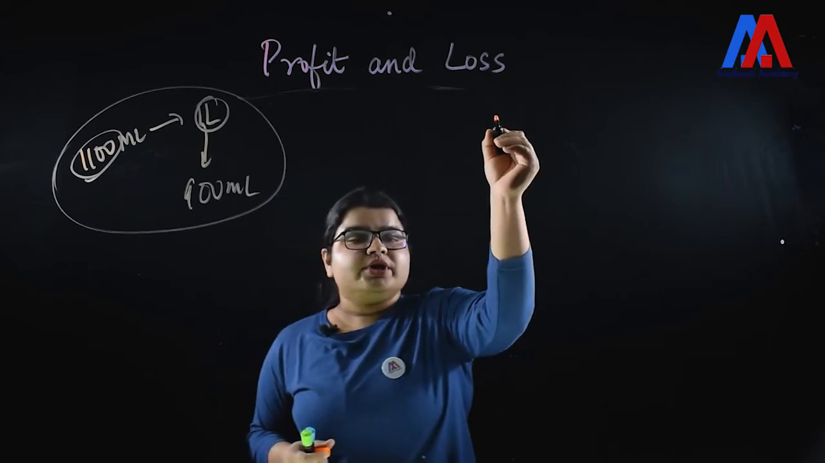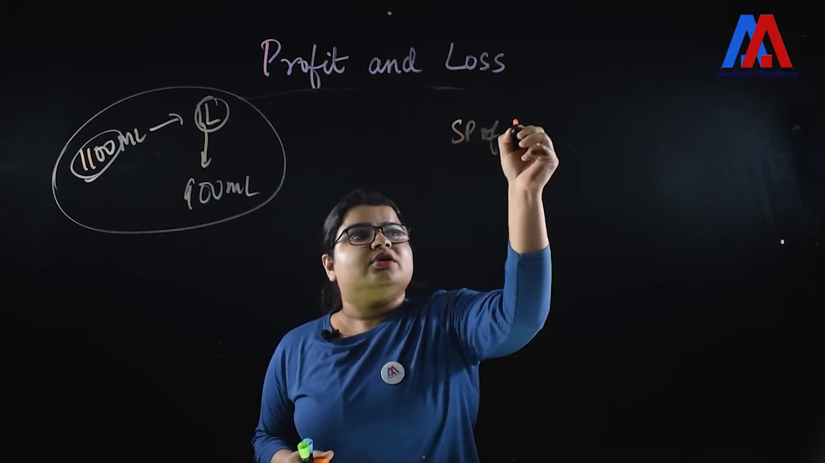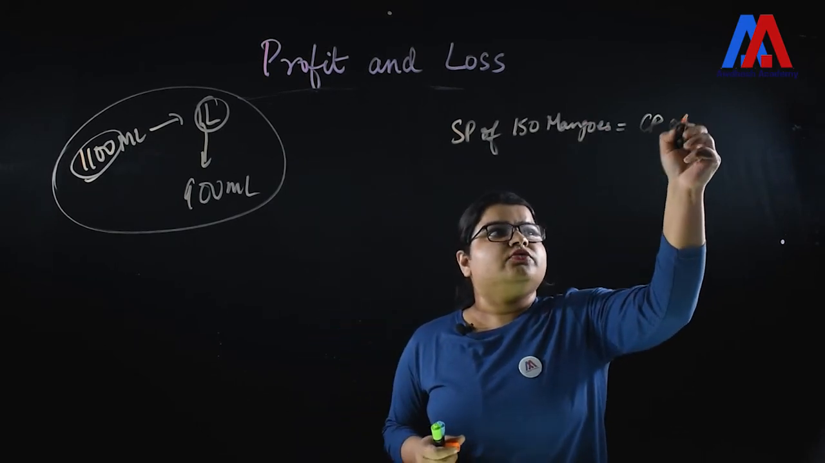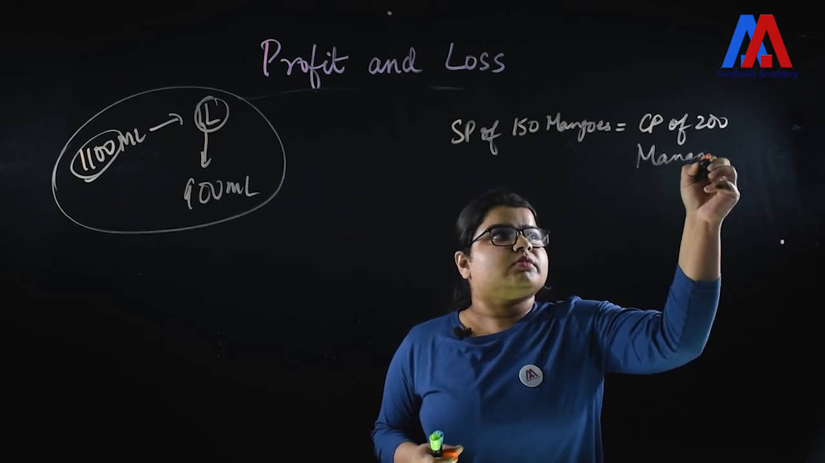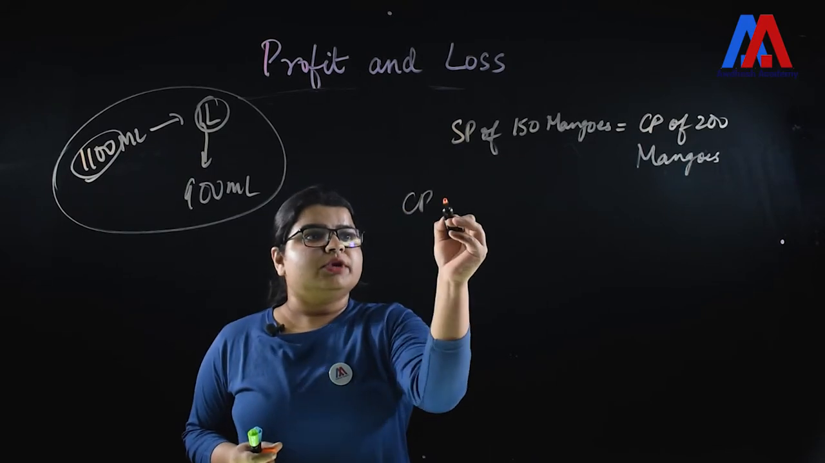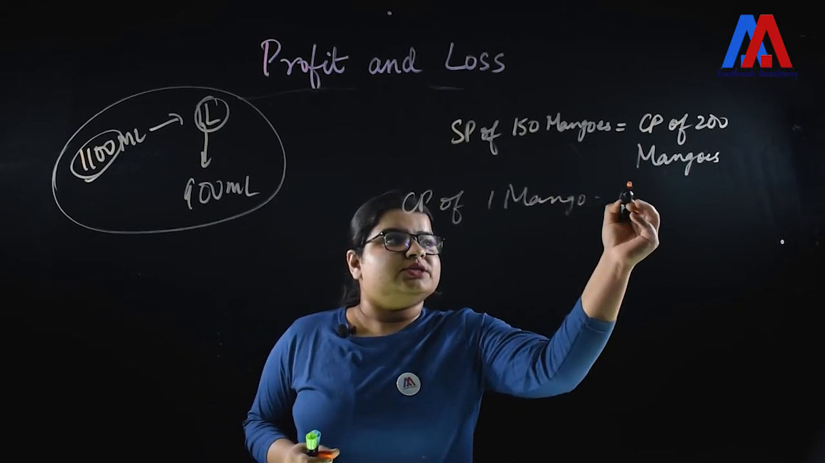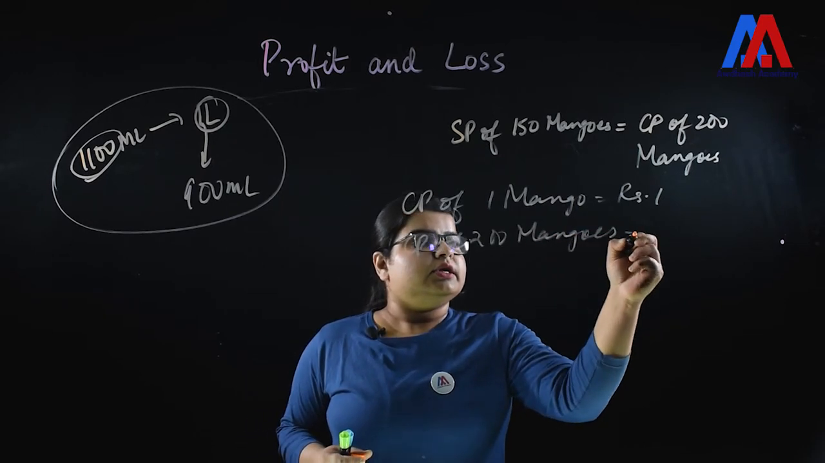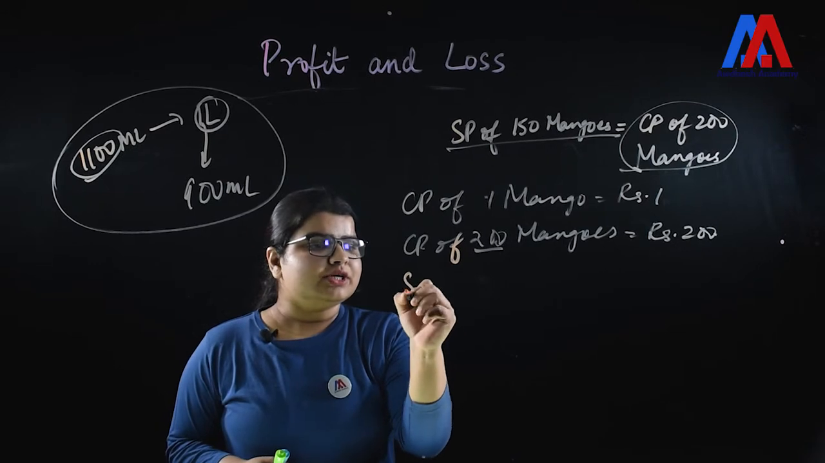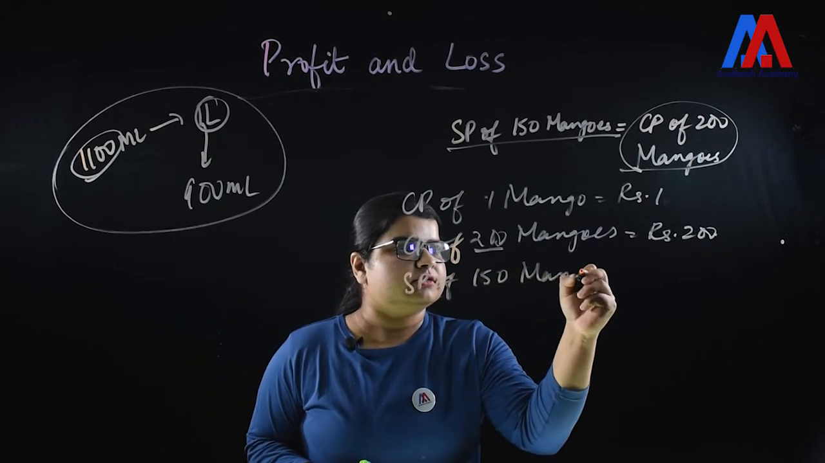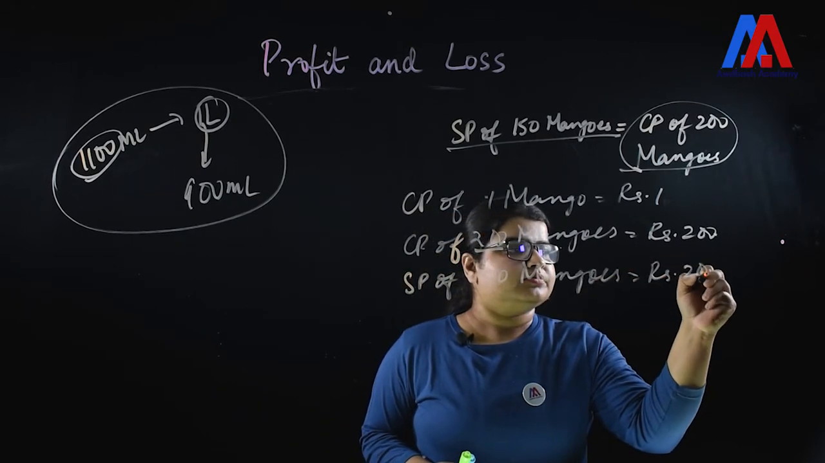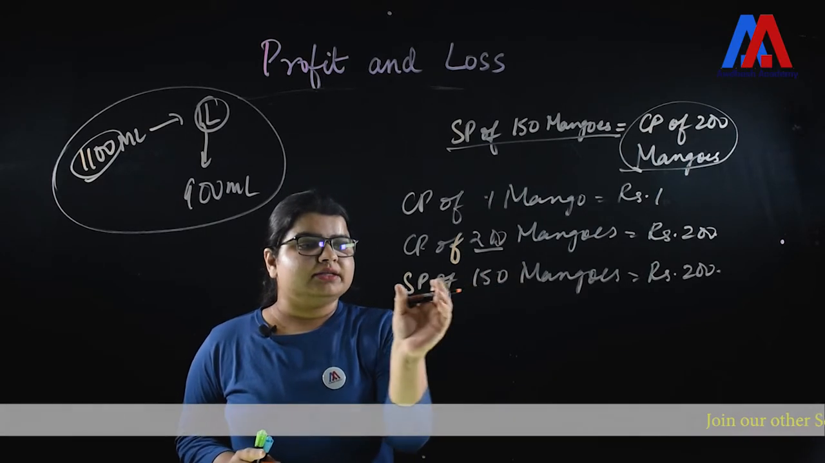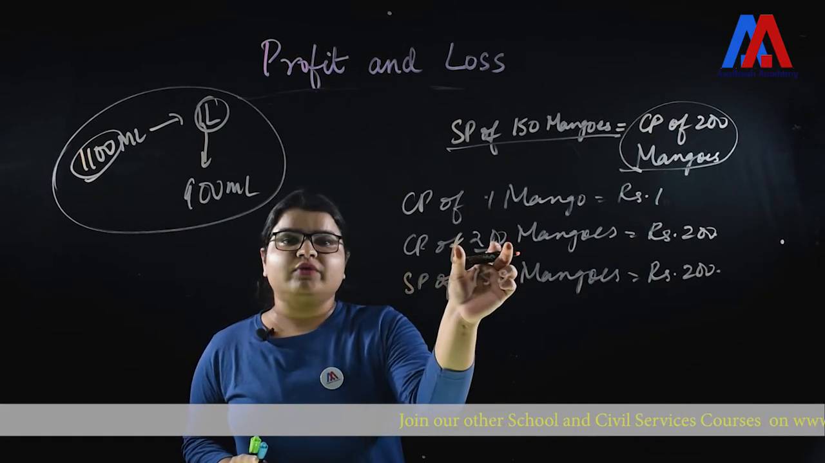So here in this question you have the selling price of 150 mangoes is given as equal to the cost price of 200 mangoes. So say if you take the cost price of 1 mango as 1 rupee, that would mean the cost price of 200 mangoes is rupees 200. Now also selling price of 150 mangoes is rupees 200. Now whenever you are solving a profit and loss question, this unit needs to be same. So if you compare the selling price of 150 mangoes, so you need the cost price of 150 mangoes as well.